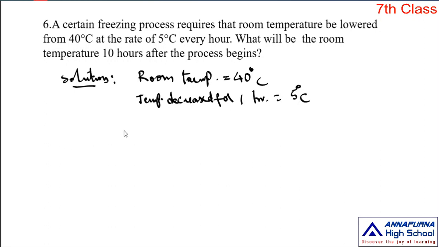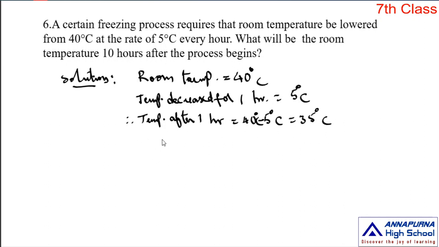Then what is the temperature after 1 hour? Therefore, temperature after 1 hour, or the first hour, is equal to how much? So here initially this is 40. For every hour the temperature decreases by 5 degrees. Therefore 40 degrees minus 5 degrees centigrade is equal to 35 degrees centigrade. Temperature after 1 hour is 35 degrees.